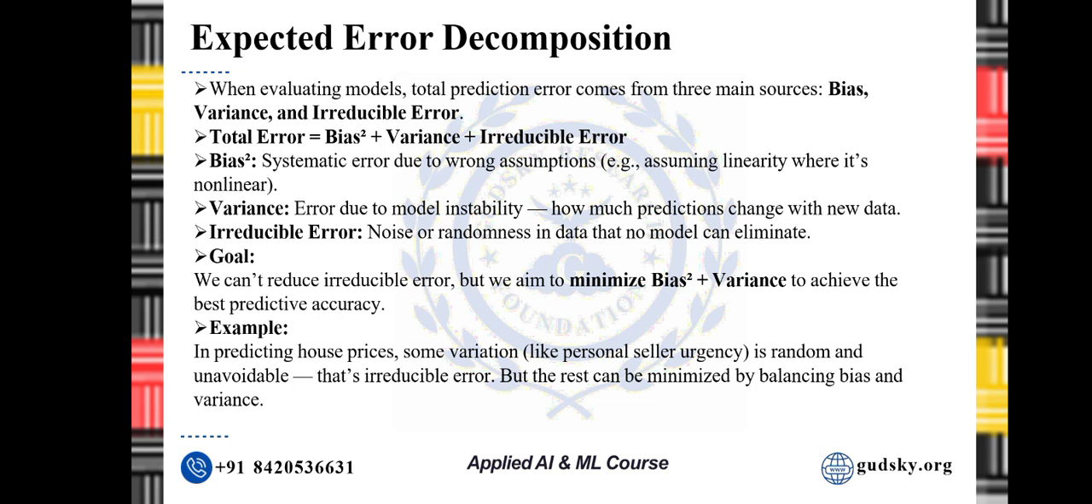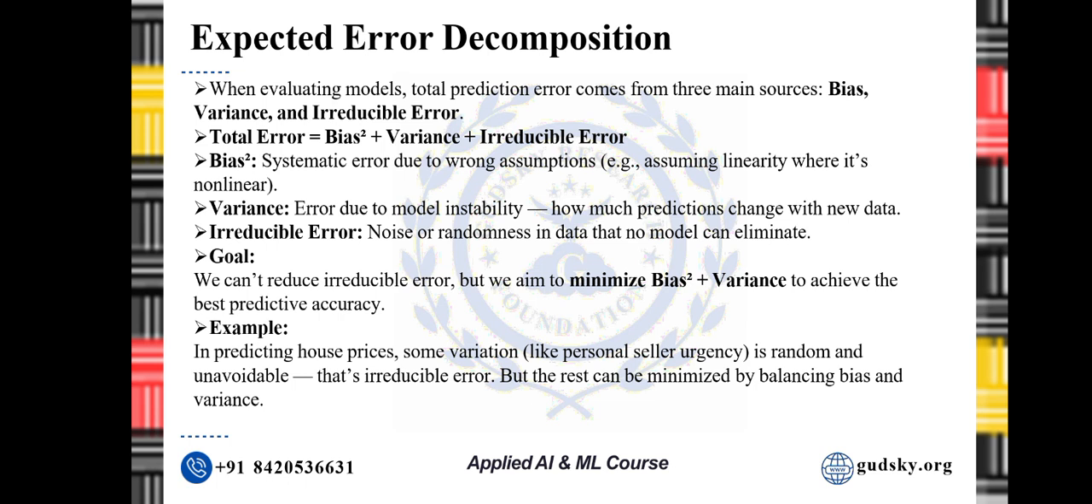Variance. This is the error caused by model instability. If your model gives very different predictions when trained on slightly different data, the variance is high. And the irreducible error. This is the noise or randomness in data that no model can ever remove. Example, sudden weather changes, human mood, or random sensor noise. Now, here is the key idea. We can't do anything about irreducible error. It's just part of real world randomness, but we can control the first two, bias and variance, through good modeling choices.